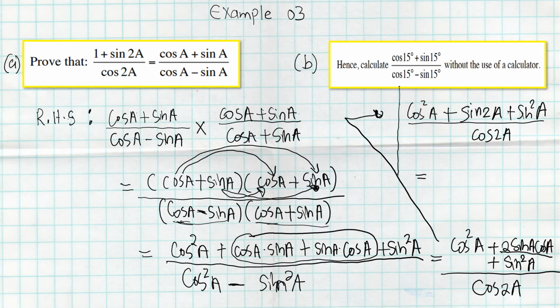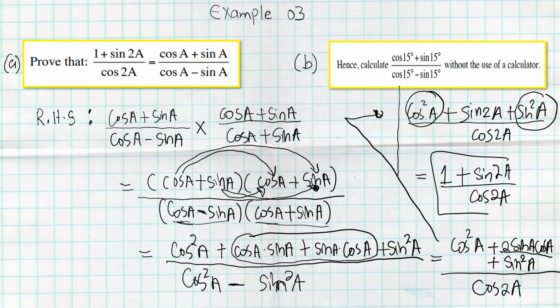So let me simplify that. I have my sine squared A there plus cos squared A. Remember the identity. Sine squared A plus cos squared A is the same as 1. So I have 1 plus sine 2A divided by cos 2A. So we have actually proven that indeed our right hand side is also the same as our left hand side.